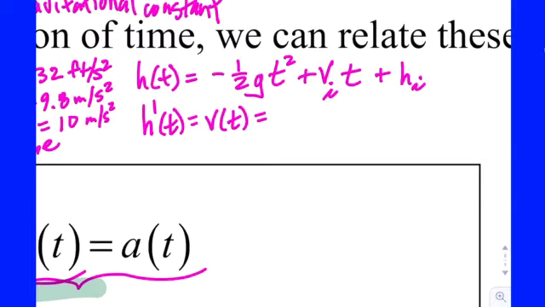2 times negative 1/2 is negative 1. So we end up with negative g, which is a constant, times t to the first, right? So we multiply and subtract. Plus, that's t to the first, so that just becomes plus v sub i, the initial velocity, or velocity at time 0. Plus, what's the derivative of h sub i, which is the initial height? 0. There it is. That's it. For falling objects near the surface of the Earth, if you want to know how fast they're falling at any given time, that's the formula you use.